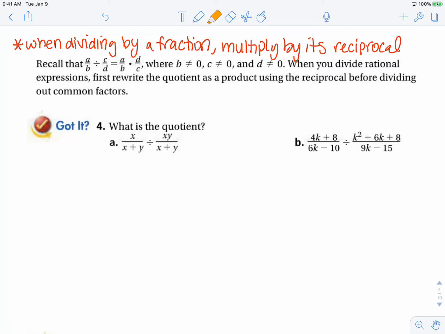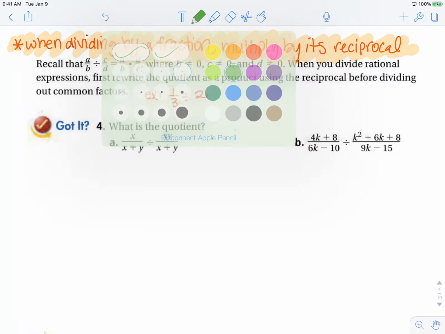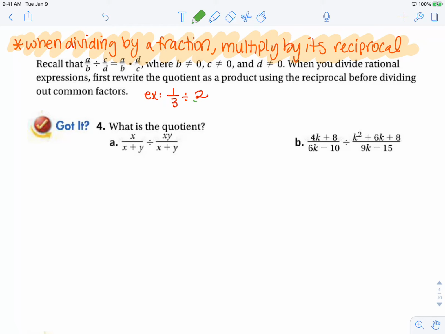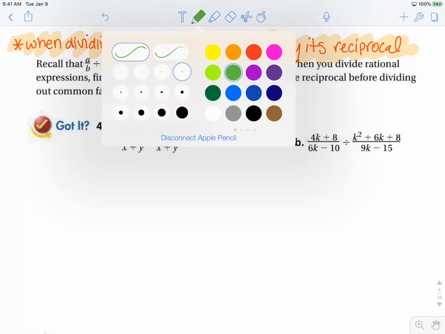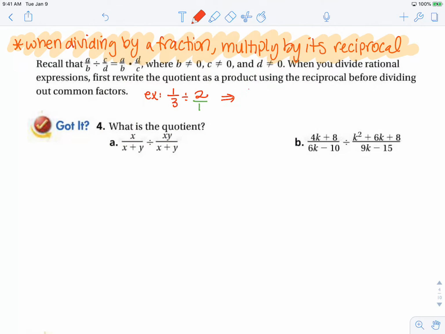One basic rule of fractions that we must remember is when dividing by a fraction, you must multiply by its reciprocal. So a quick example, if I have 1/3 divided by 2, now 2 you might think that's not really a fraction, but remember we can make it a rational expression by creating a denominator of 1. That is going to be the same as 1/3.